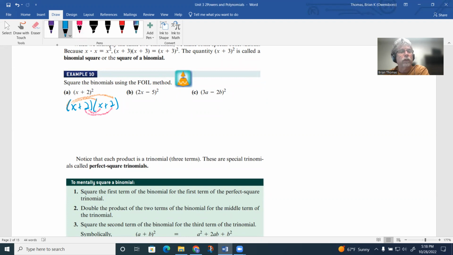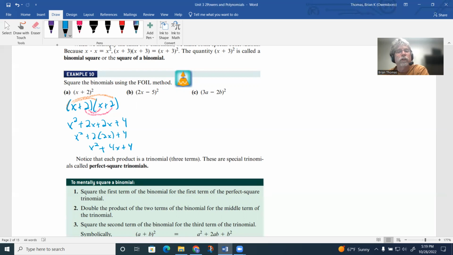So x times x is going to be x squared. X times 2 is going to be 2x. 2 times x is going to be 2x, and 2 times 2 is going to be 4. Notice how we have two 2x's in the middle. So we have that kind of double. Notice how it's x squared plus two 2x's plus 4. In other words, we have x squared plus 4x plus 4, if you will.